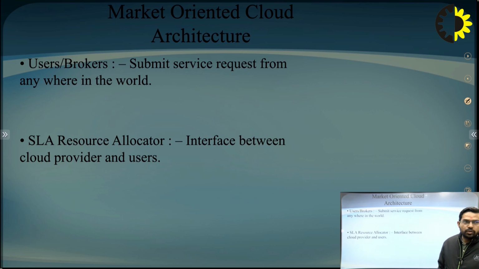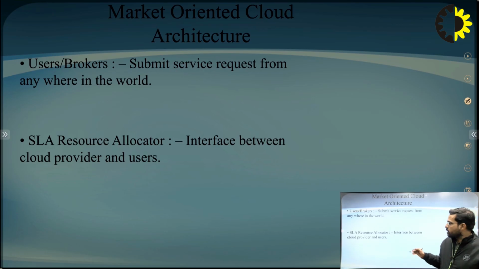The first one is the users and the brokers. Users or brokers submit service requests from anywhere in the world. For example, if I am the user and I request the service provider for certain services, just like Netflix or Amazon Prime, we use that particular service according to the user's need.